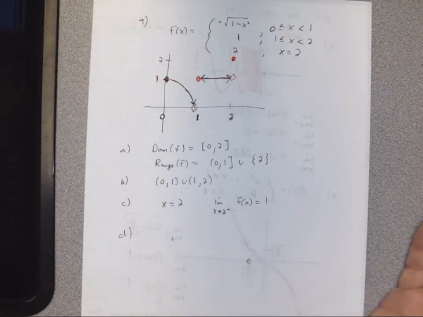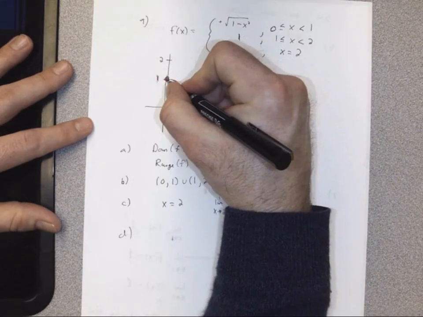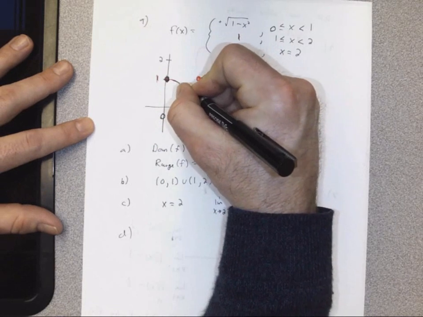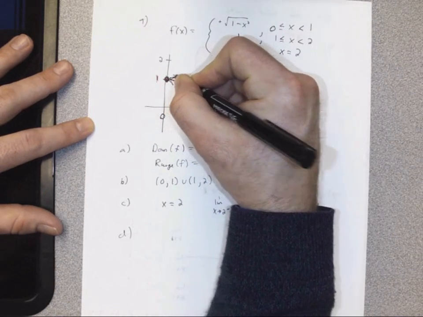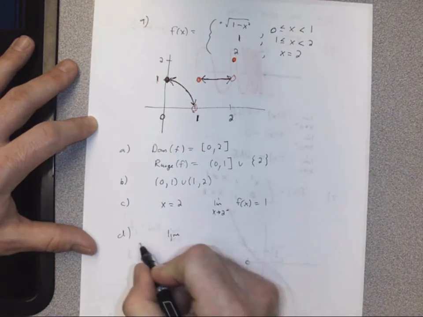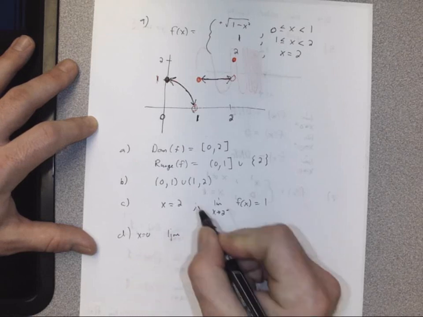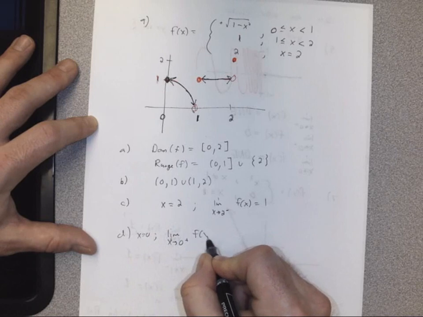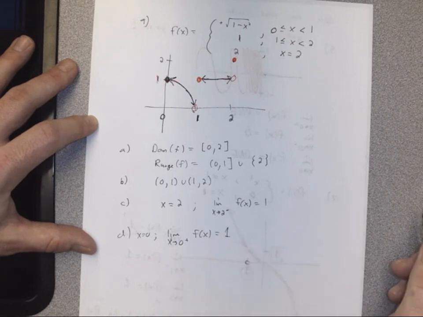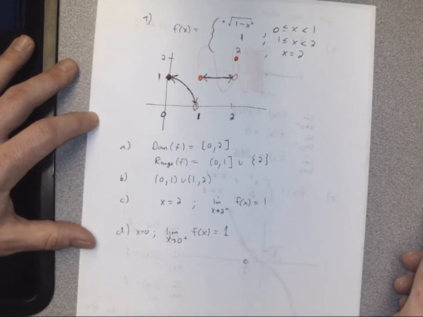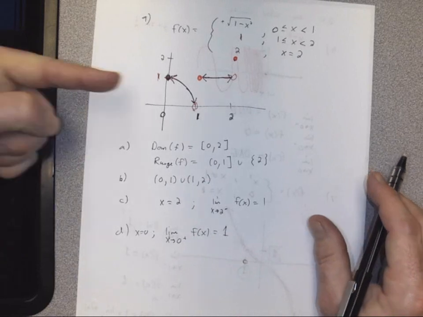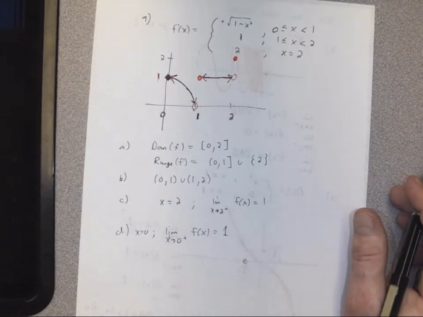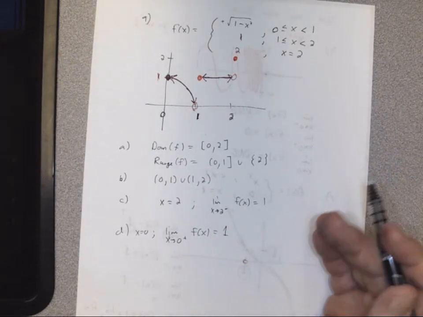What has a right-hand limit but not a left-hand limit? So this point right here has a right-hand limit. You guys agree? Because it goes to what? Okay. So I would say it's x equals 0, and this is because the limit as x approaches 0 from the positive direction of f of x is equal to 1. But it doesn't have a left-hand limit. You guys agree? Because to have a left-hand limit, you have to have a function over there. You need a road to drive on, right? Okay.